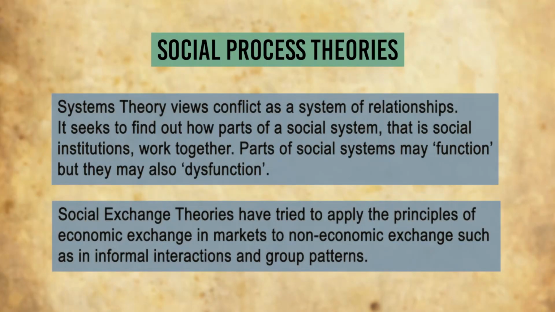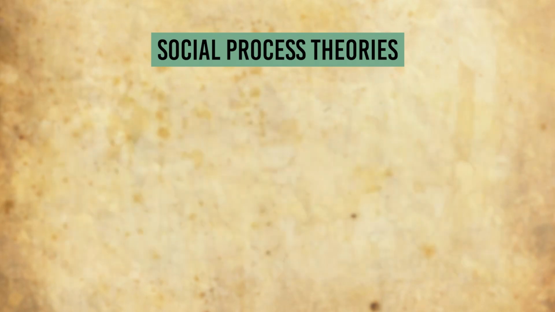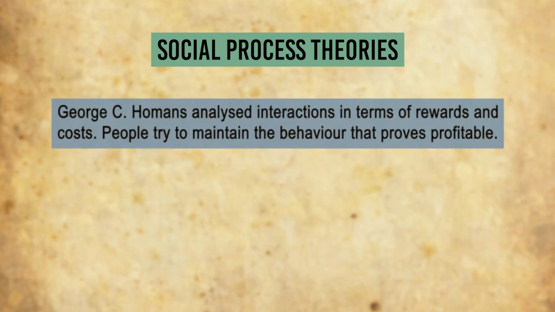Social exchange theories have tried to apply the principles of economic exchange in markets to non-economic exchange, such as in informal interactions and group patterns. George C. Homans analyzed interactions in terms of rewards and costs. People try to maintain the behavior that proves profitable, that gives them some gain. Now let us come to the social structural theories. What do they base their ideas on?